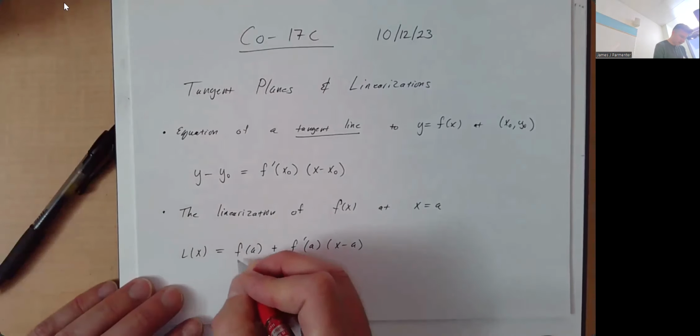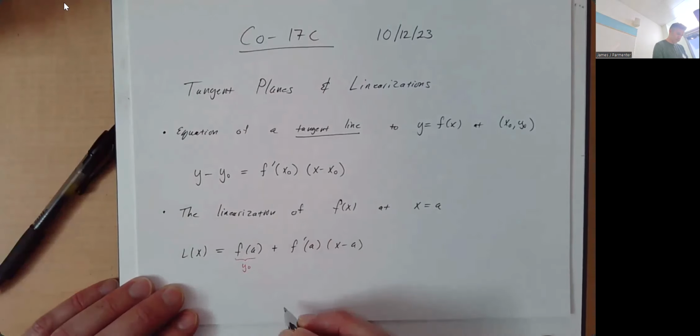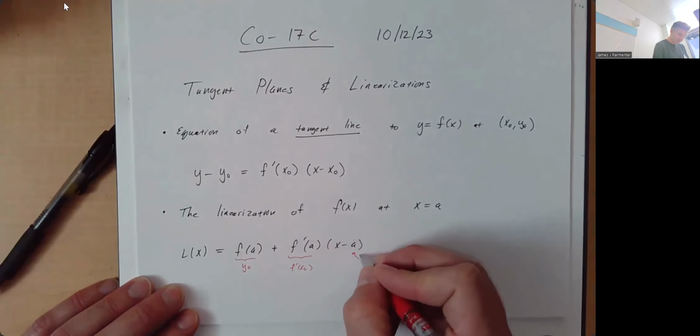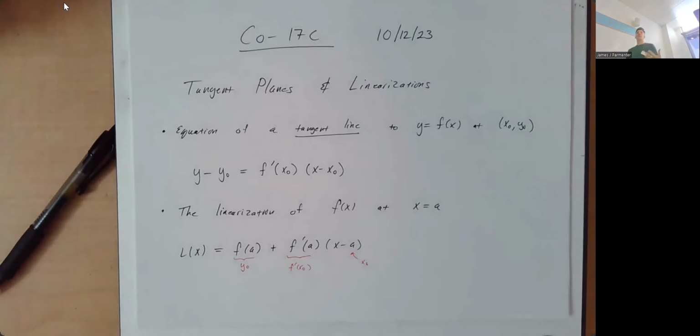So this here, that's our y naught. That's our f prime of x naught. The point being, it's really the same equation. The tangent line equation and the linearization are the same thing.